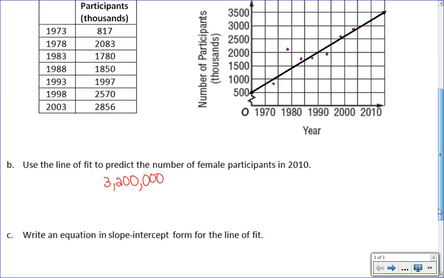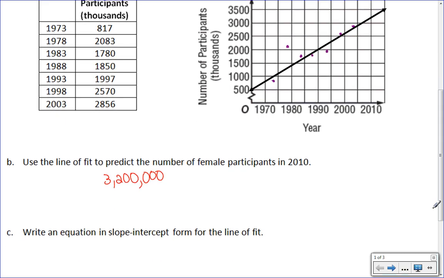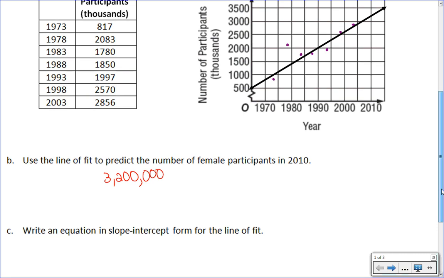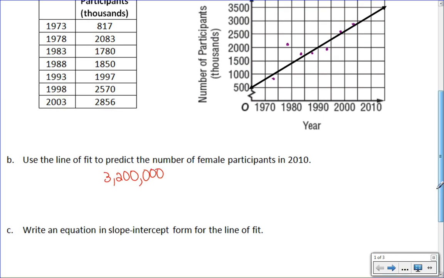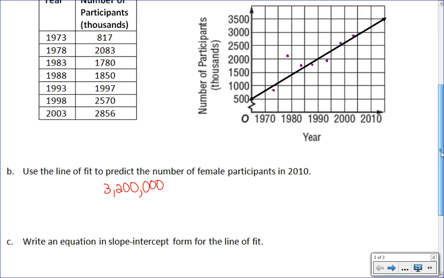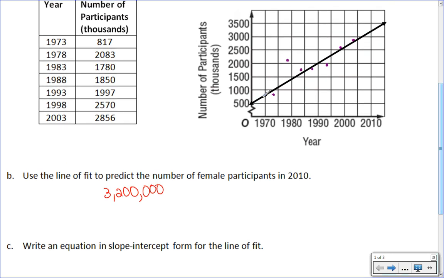Alright, part C says to write an equation in slope-intercept form for the line of fit. Well, using what we learned in section 8.8, if we have 2 points that are on this line, we can write an equation for it. Keep in mind, we want an equation for this line, not necessarily an equation for a line that goes through two of these data points. So what we're looking for are not these purple points that I have plotted. We're looking for points that are on this line.